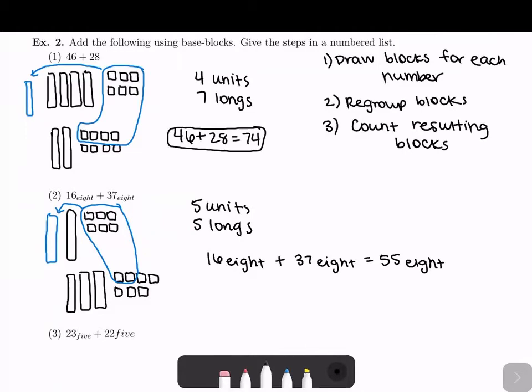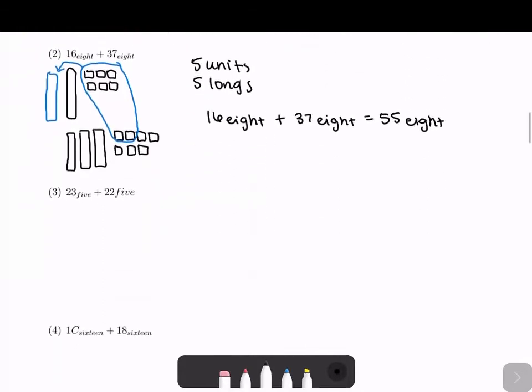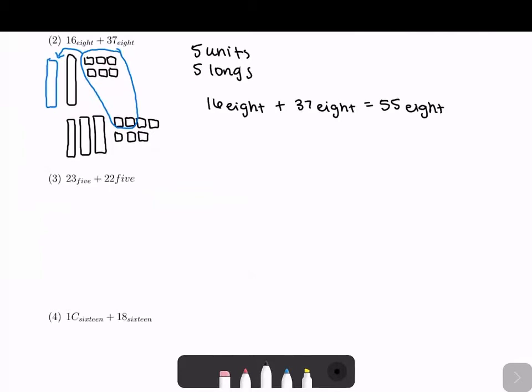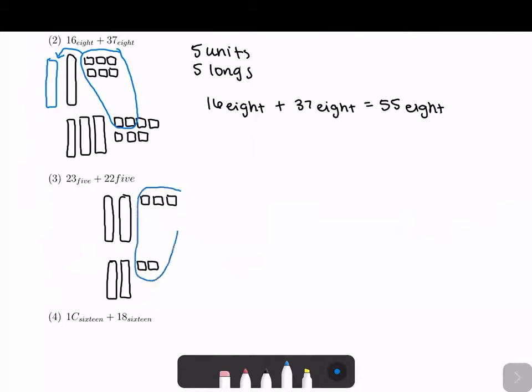Okay, our next example is in base 5. So first off, we have 2 longs here, and we have 3 units for this 2, 3, and then 2, 2 is 2 longs and 2 units. So again, we're going to group our units first. So we have 3 units up here and 2 units down here.